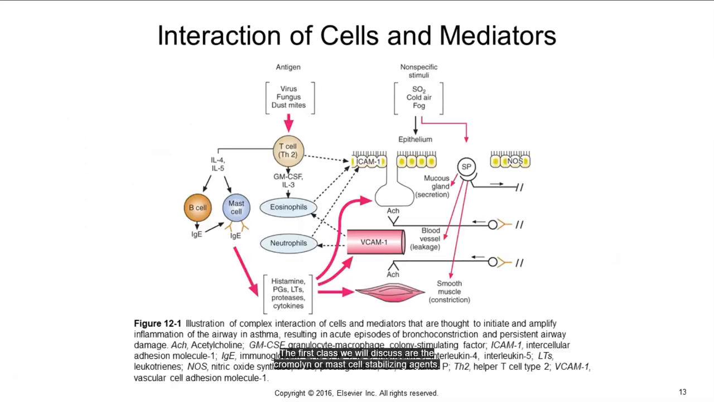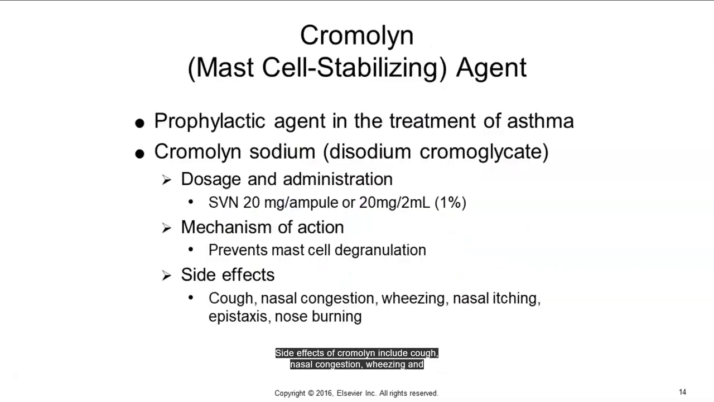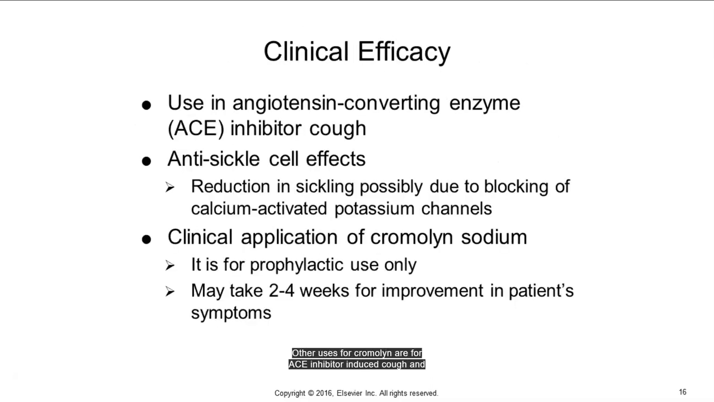The first class we will discuss are the cromolyn, or mast cell stabilizing agents. They are used to prevent an asthma attack from occurring by stabilizing the mast cell and preventing it from bursting in the first place. Examples of this medication are cromolyn sodium and nedocromil sodium. However, nedocromil sodium, or Tilade, has been removed from the market. Side effects of cromolyn include cough, nasal congestion, wheezing, and nasal burning, itching, or bleeding, also known as epistaxis. Other uses for cromolyn are for ACE inhibitor-induced cough and reduction in sickle cell production.